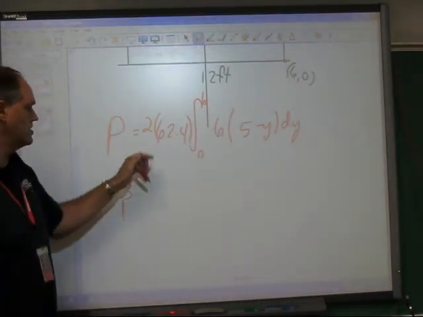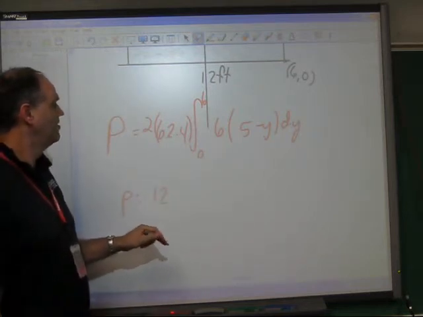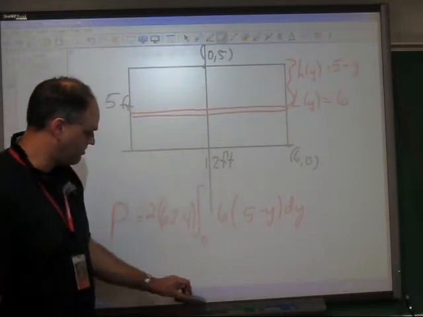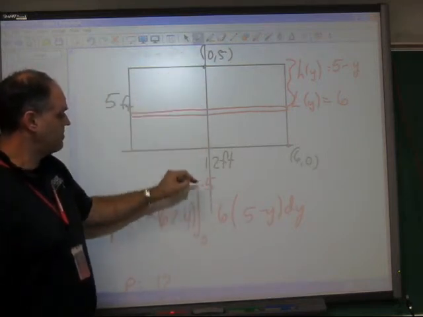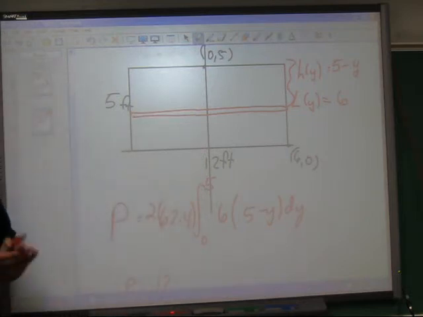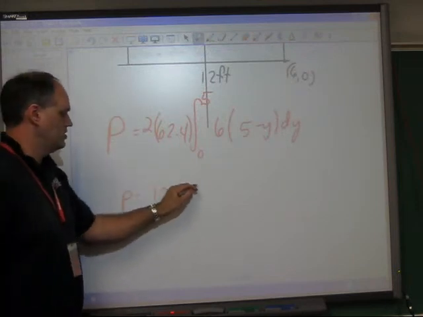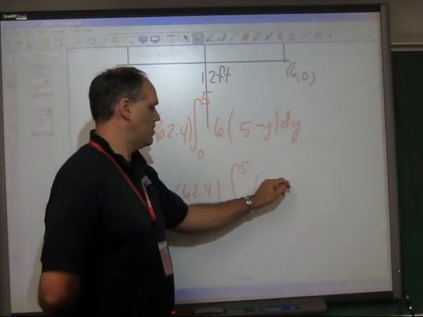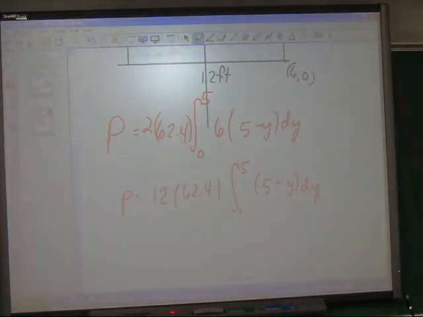If I pull this constant 6 out of here, what did I find? Wait a minute, why did I say 0 to 6? Sorry guys. That's supposed to be 5. It's the depth, not the length. It's the depth of that thing, 0 to 5. So there's my 12 times 62.4, and I integrate from 0 to 5 of 5 minus y dy. Looks like 12 times 62.4.